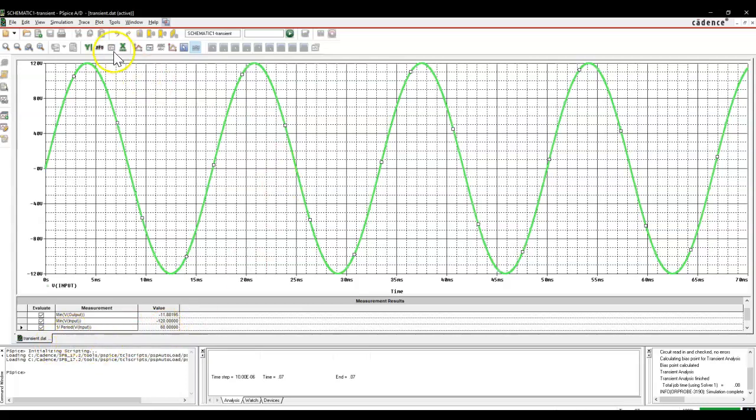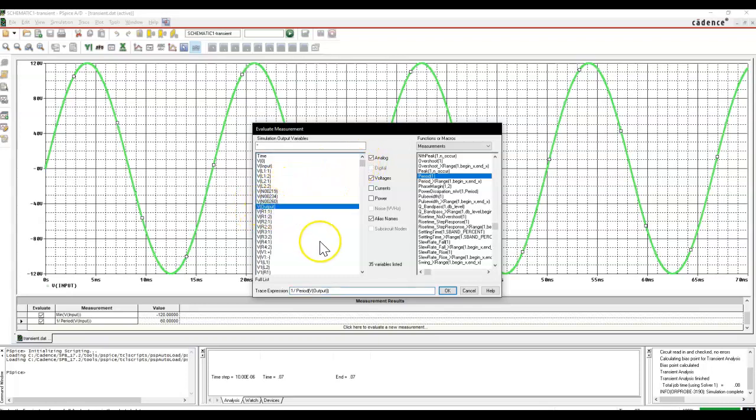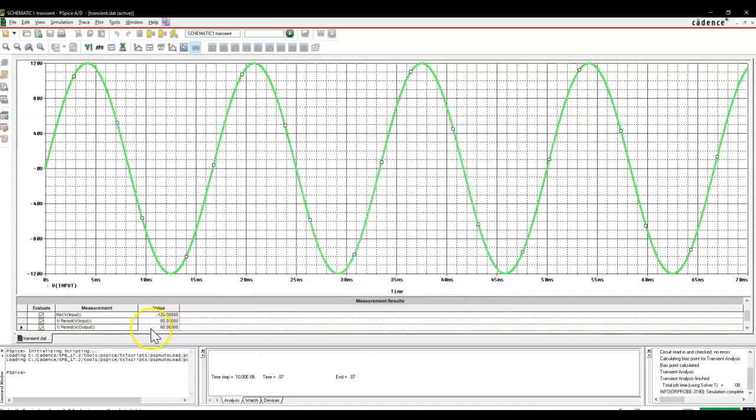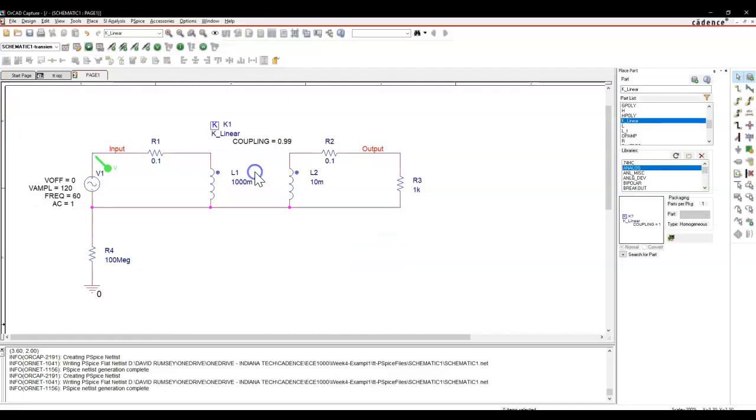Well, we could do the same thing here. And you can see as you start putting more measurements in here, you start having to scroll down. I could also do the same thing and ask, what's the period of the output? We haven't even looked at it, but I can still do 1 divided by the period of the output. And we can see that the output's also 60 hertz. Okay, well that's great. Let's actually look at what the output is here.